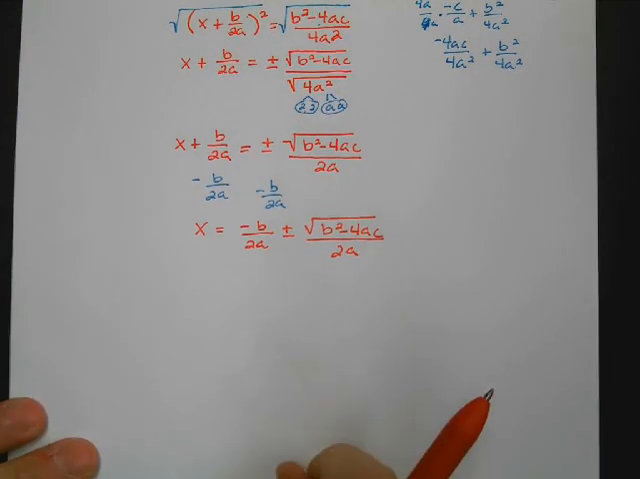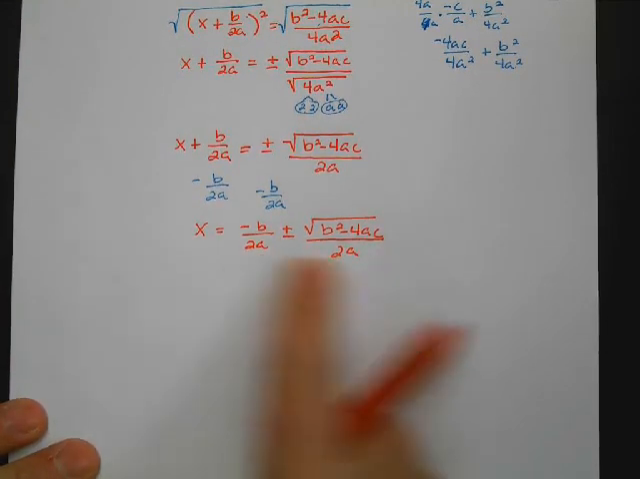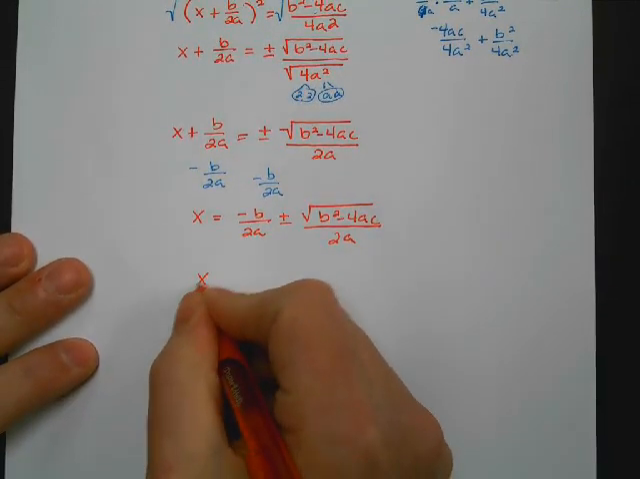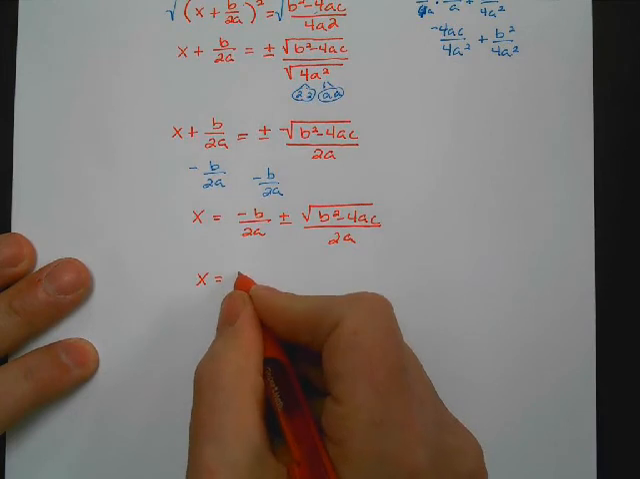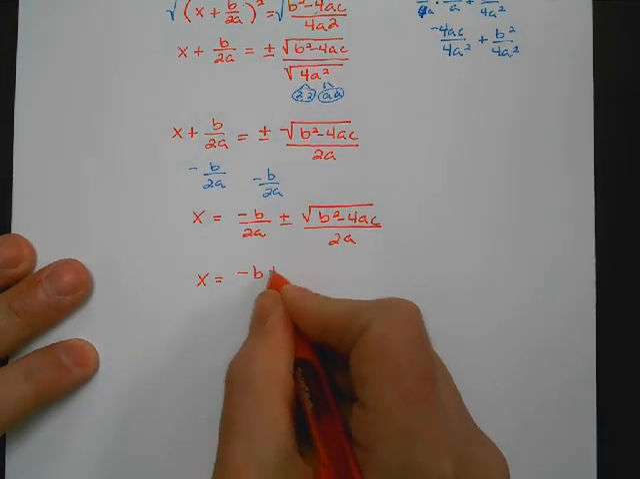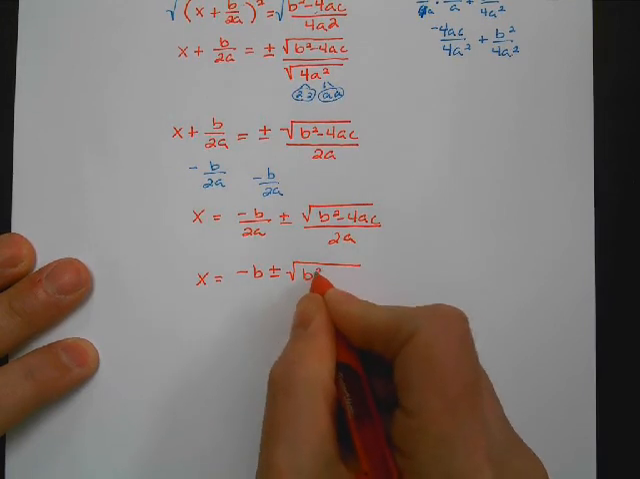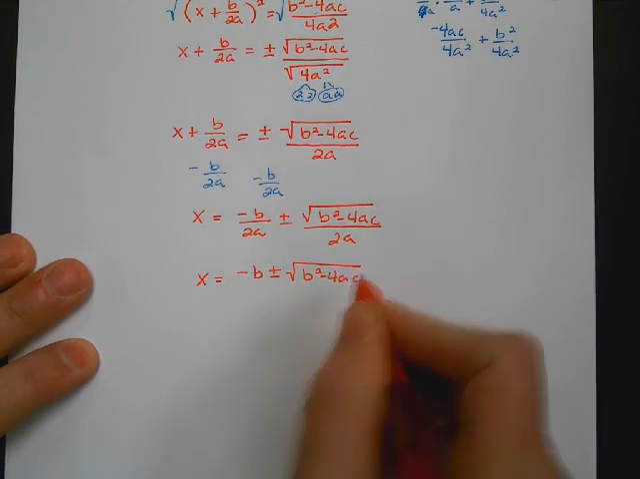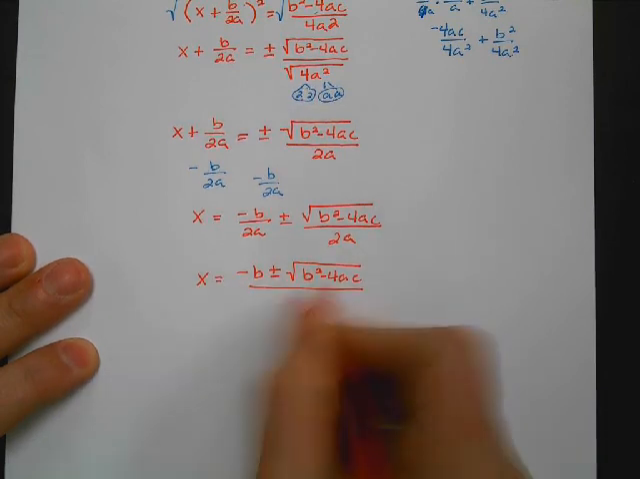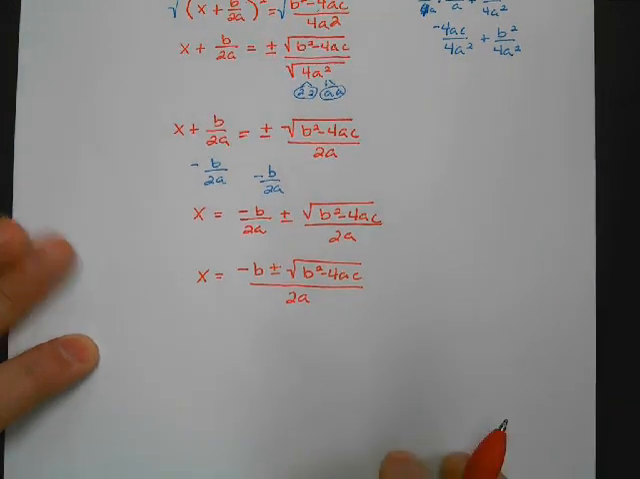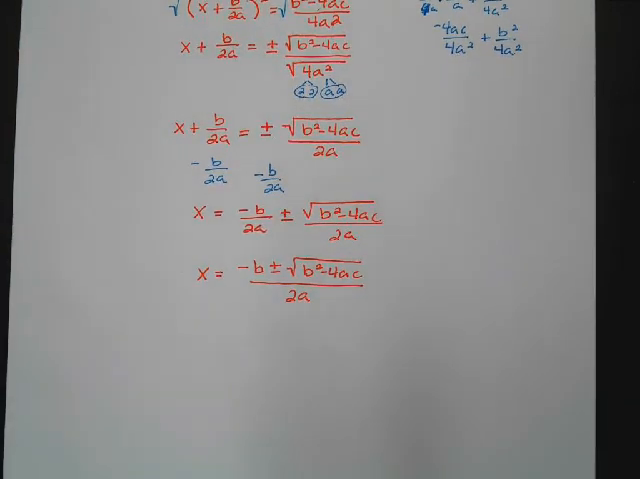Oh, we can reduce this a little bit more. See how these are both 2a's right there? Let's combine this a little bit. Since those are both 2a's, I can write this as negative b plus or minus the square root of b squared minus 4ac, all of it over 2a. And boom, there's our formula. We've got our x on this side. We've got a, b's, and c's on this side. We have a new formula.